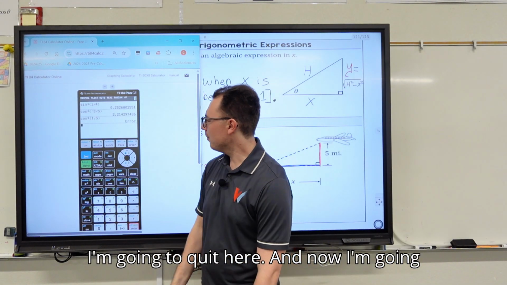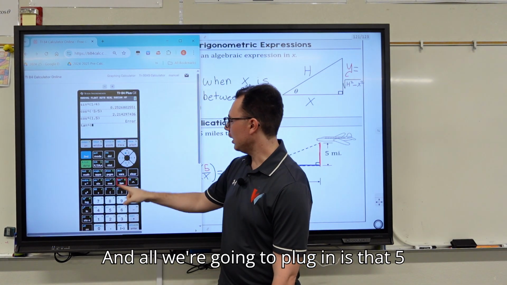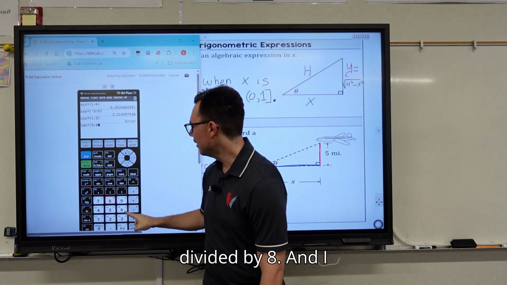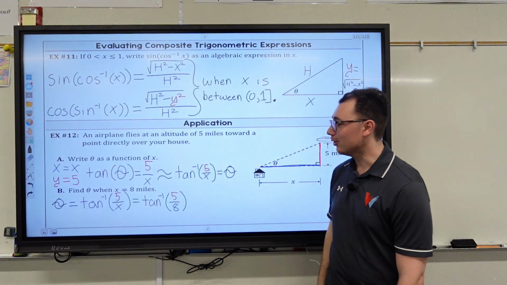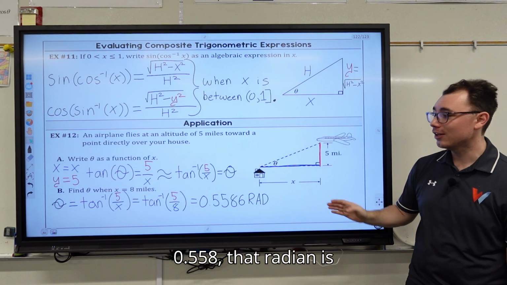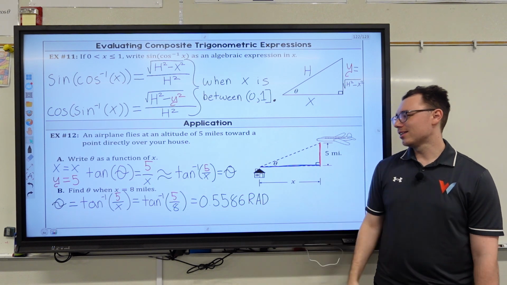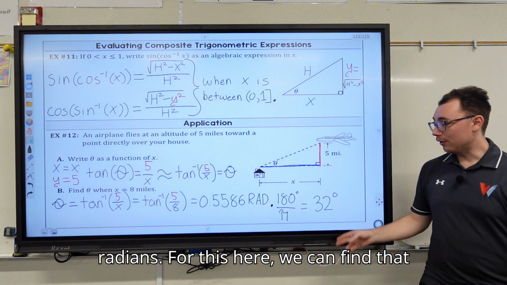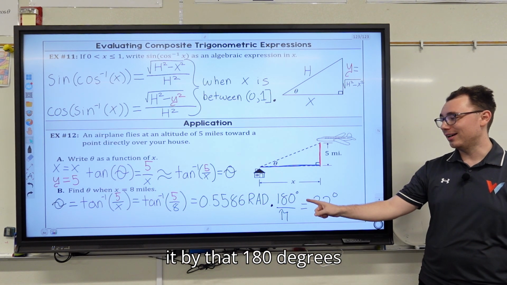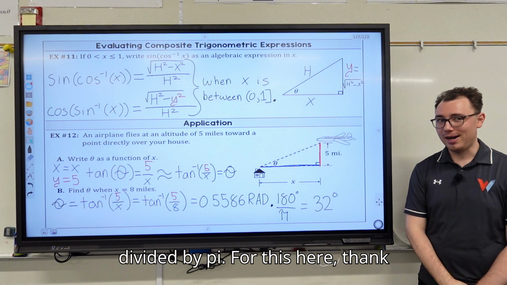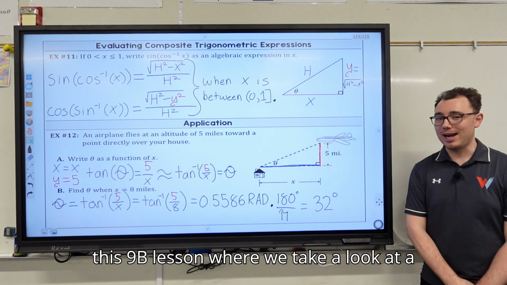I'm going to quit here, and now I'm going to use that second tangent function here, and all we're going to plug in is 5 divided by 8. And I know that for that plane, theta is going to be exactly 0.5586 radians. For this here, we can find that it's actually 32 degrees by multiplying it by 180 degrees divided by pi.